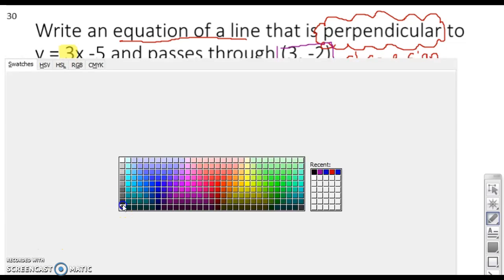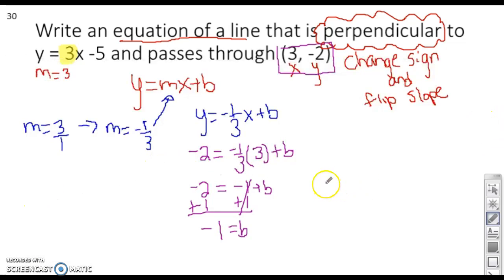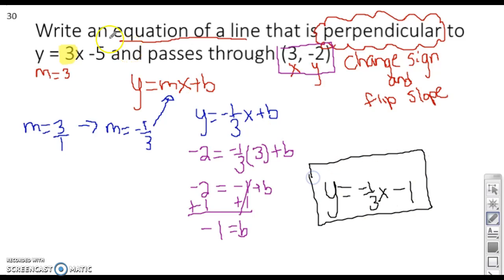Now I have everything I need to know to be able to write my equation. So I have y equals, my slope was negative 1/3, and my b value is negative 1. So this would be the equation of a line perpendicular to this line passing through that point.